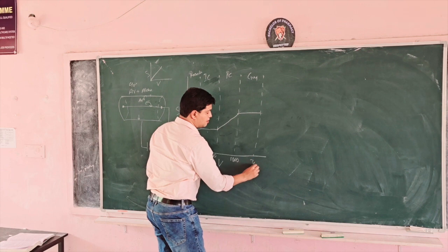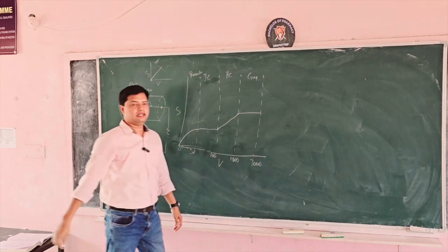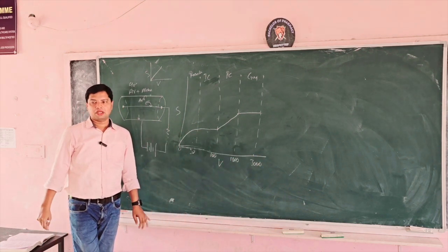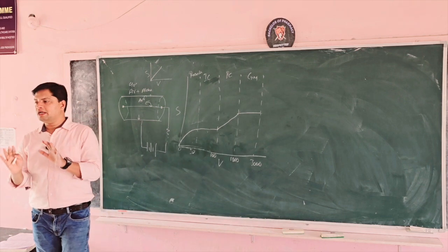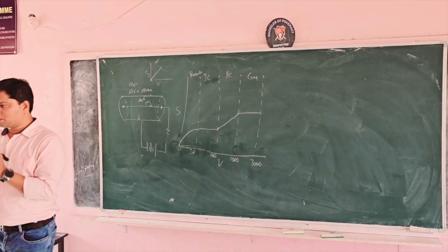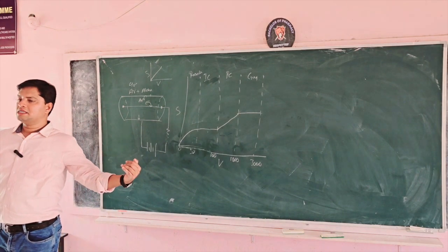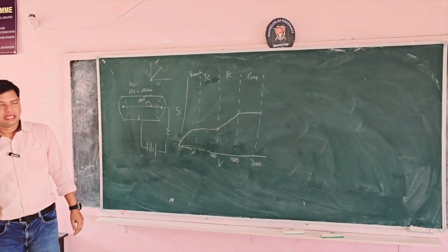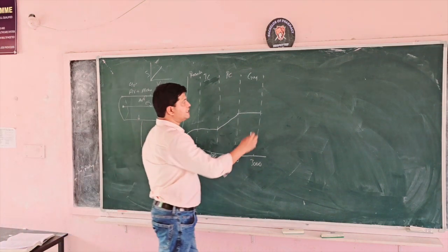Here the voltage is 3000. That is the difference between your ionization chamber, proportional chamber and GM counters. Next is scintillator.